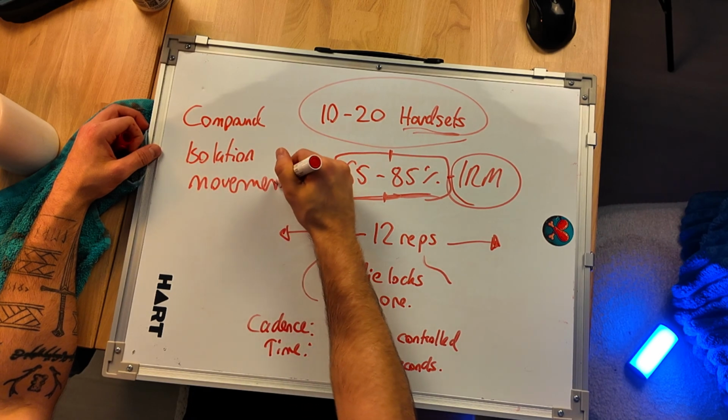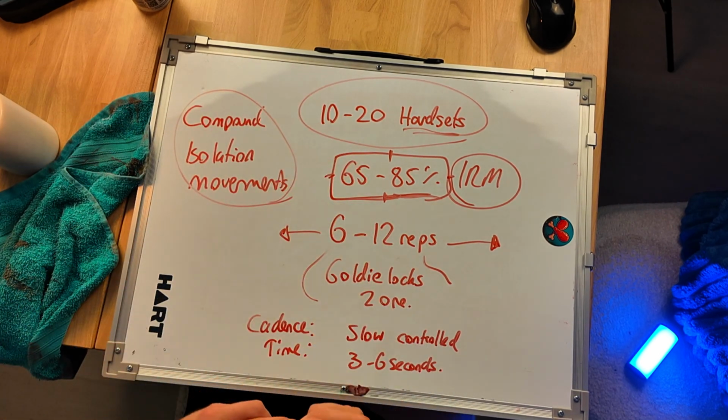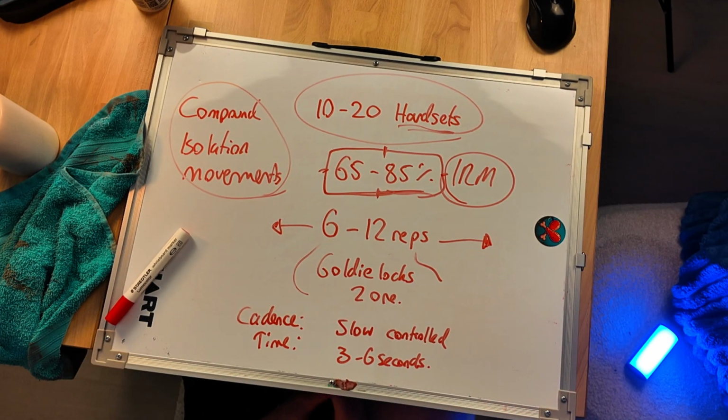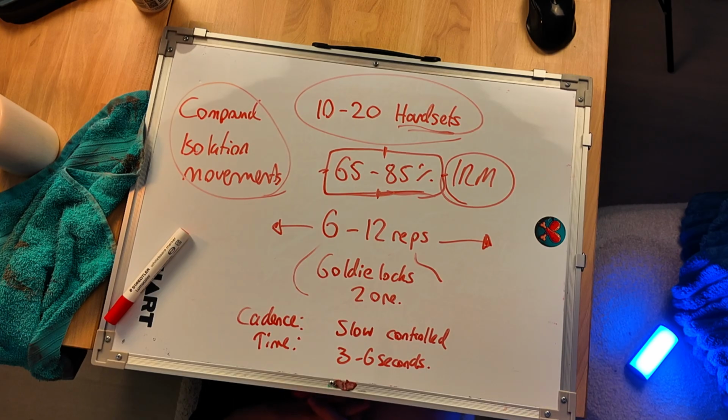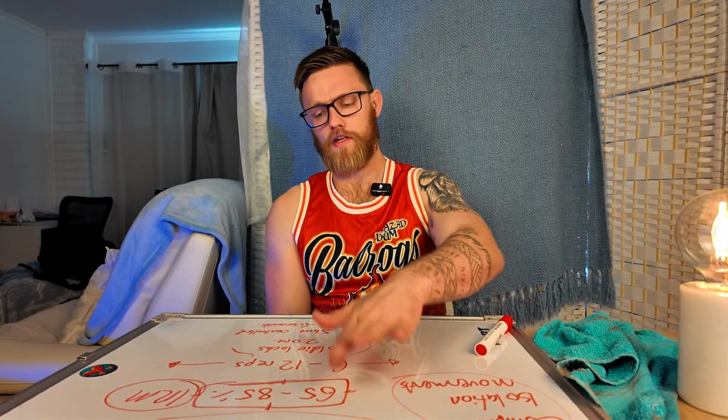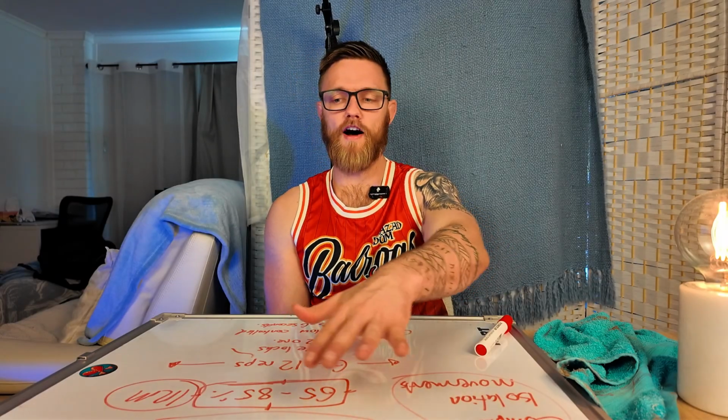Why is this relevant? Why do you care? Well, compound movements recruit many muscles to do something, and isolation movements isolate a movement to do something, and they both serve different purposes. They follow the same rules here, that we like 10 to 12 hard sets.